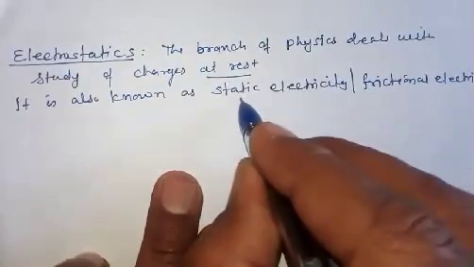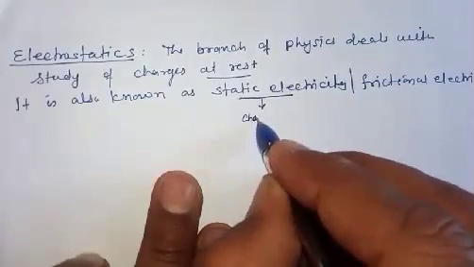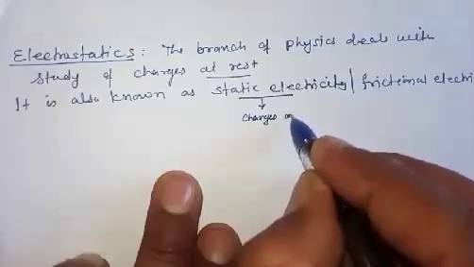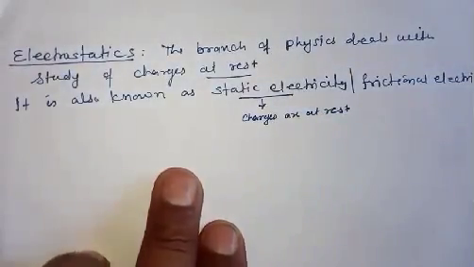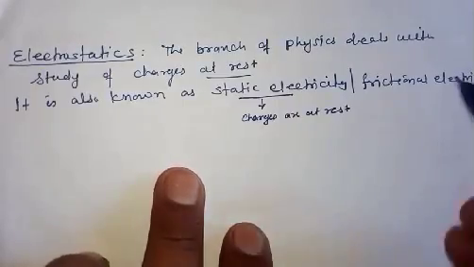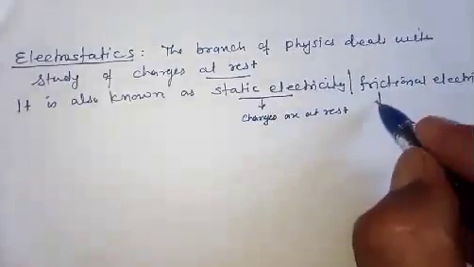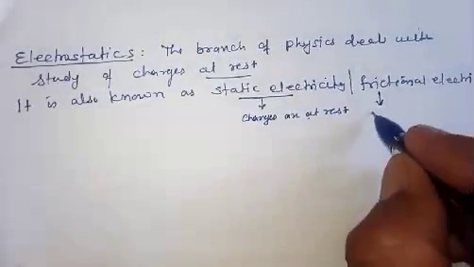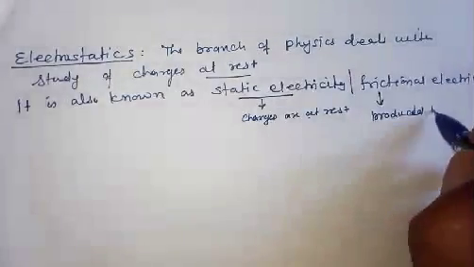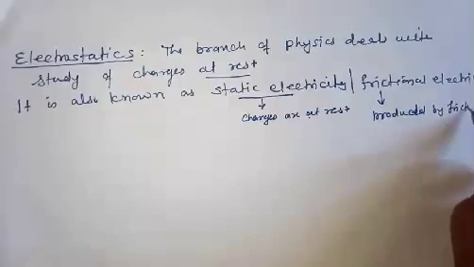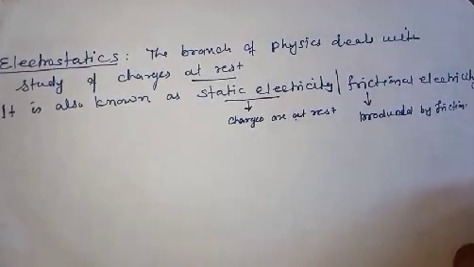Static electricity, because charges are at rest. It is also called frictional electricity, because charges at rest are produced by friction. Charges at rest are produced by friction, so it is also called frictional electricity, right?